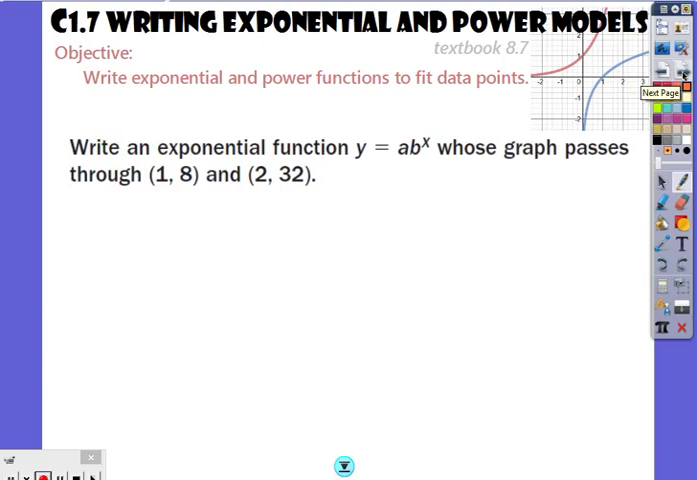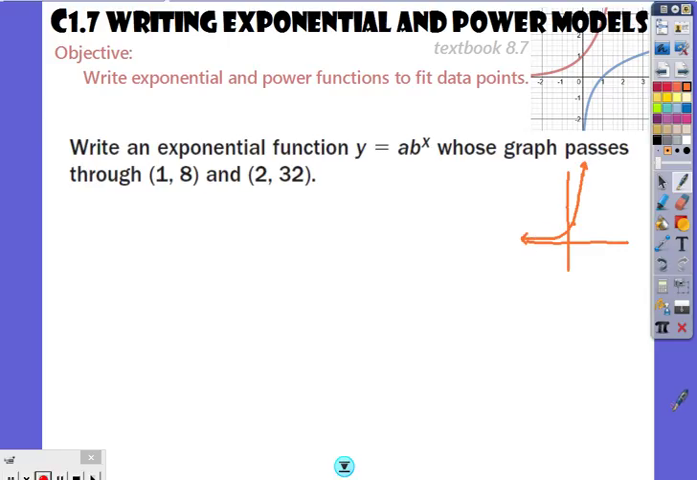Our lesson today is going to be writing functions that look like y equals a times b to the x, and they're going to give us 2 points on the graph, and that's it. 2 points on an exponential graph. This one looks like it's going to be growth, right? Because it starts out at 1, 8, and then it goes to 2, 32, and seems like it's growing, yeah?